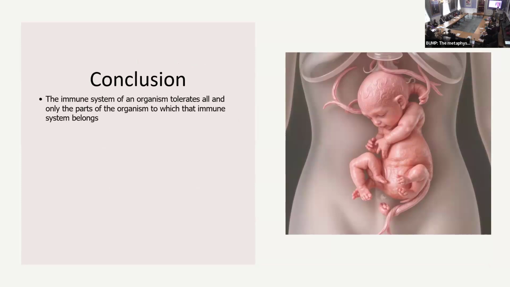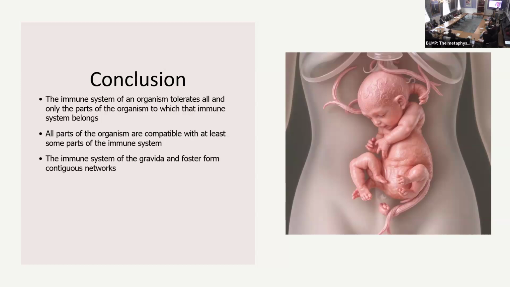Right. So I have argued that the immune system of an organism tolerates all and only the parts of the organism to which that immune system belongs, which is a generally accepted principle within immunology. And all parts of the organism are compatible with at least some parts of the immune system. If we accept both of those things, and we ought to, insofar as we are taking the immune system to be our guide on mereology in organisms, then the immune system of the gravida and foster form contiguous networks, so we should reject the containment view.